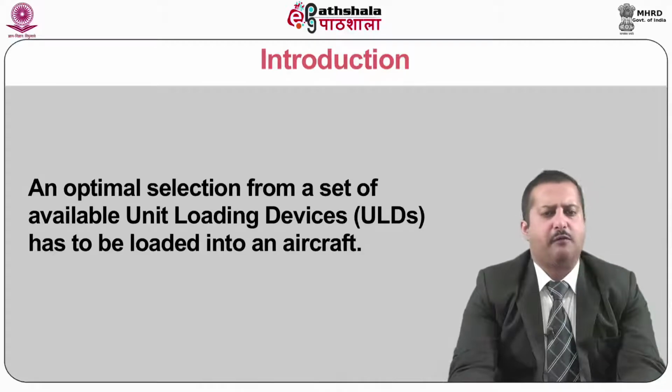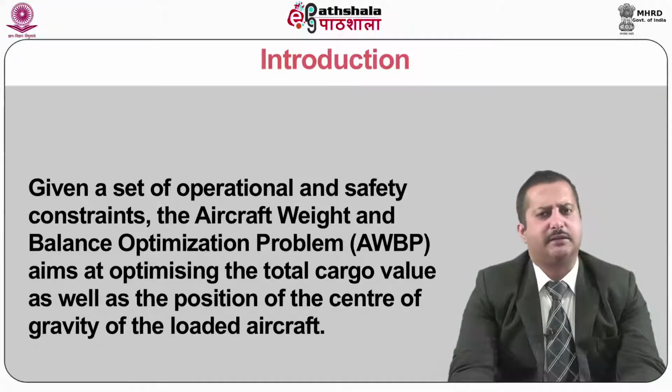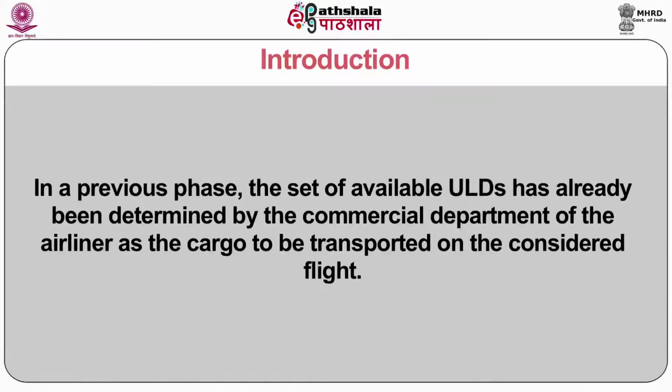An optimal selection from a set of available unit loading devices, that is ULDs, has to be loaded into an aircraft. Given a set of operational and safety constraints, the aircraft weight and balance optimization problem, that is AWBP, aims at optimizing the total cargo value as well as the position of the center of gravity of the loaded aircraft. In a previous phase, the set of available ULDs has already been determined by the commercial department of the airliner as the cargo to be transported on the considered flight.